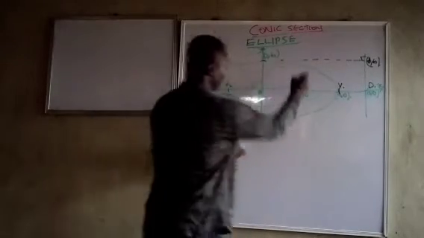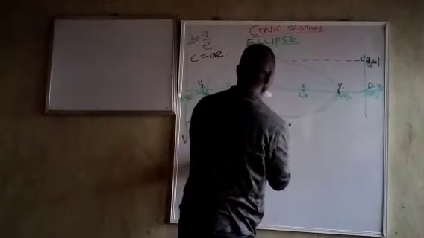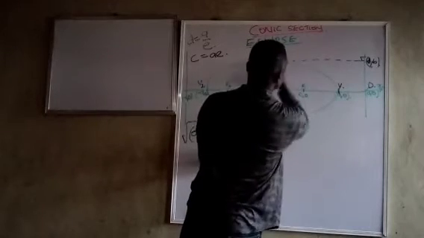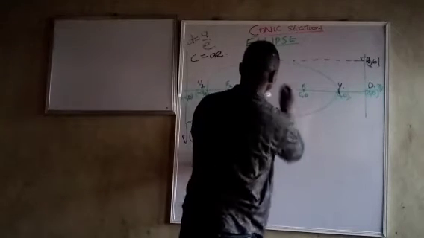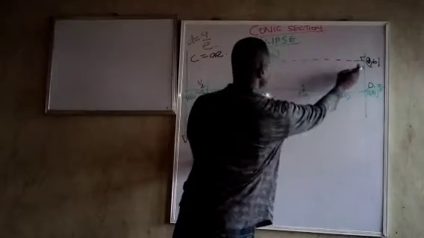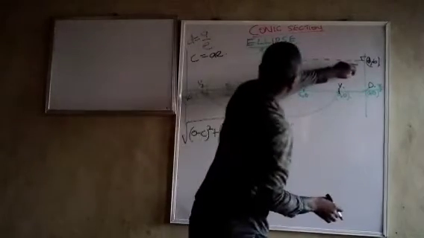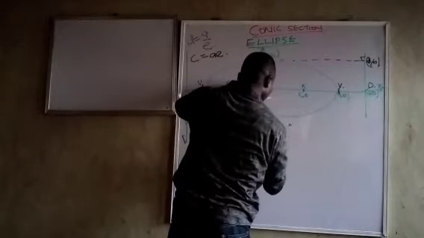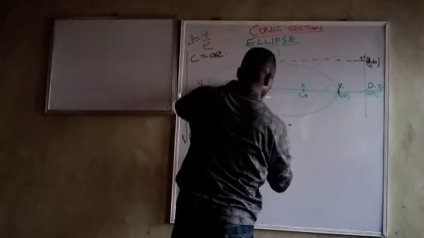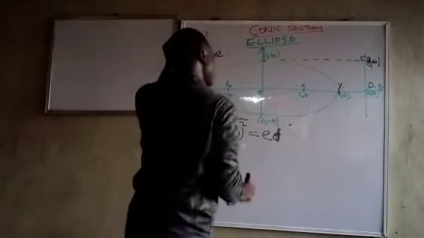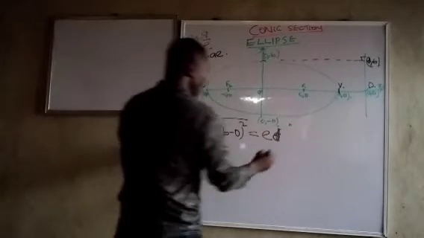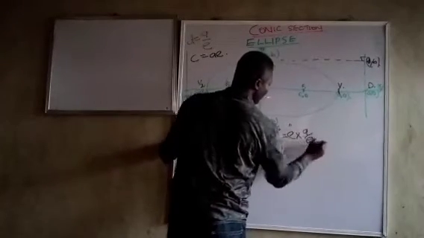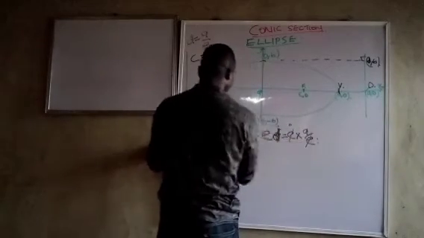So E into D minus 0. Look at this. And B, you can see, is the same thing. So it's going to be ED. ED. And we know what D is. D is A over E. So E times A over E.